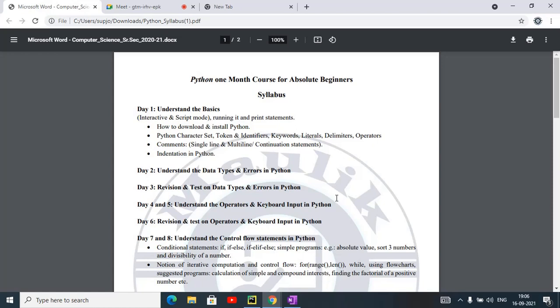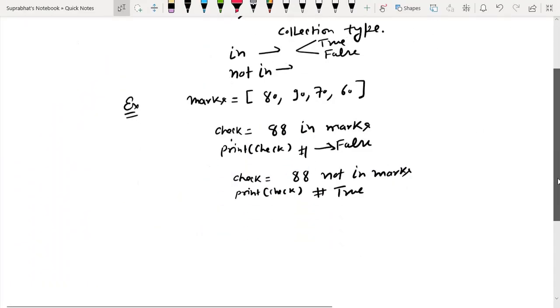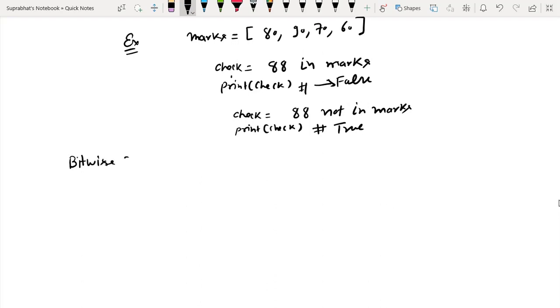So I'm going to discuss the next operator. This is also a very important operator. Please be attentive to understand it. This operator is the bitwise operator.